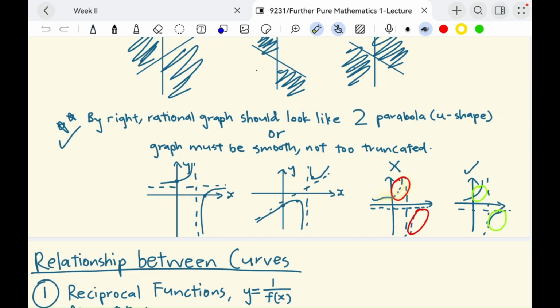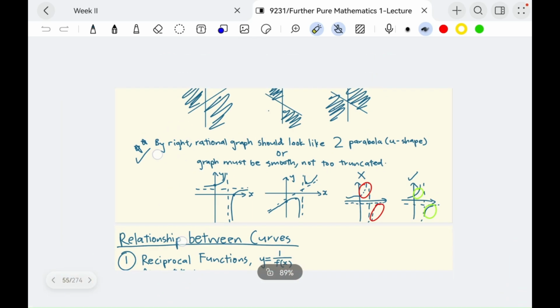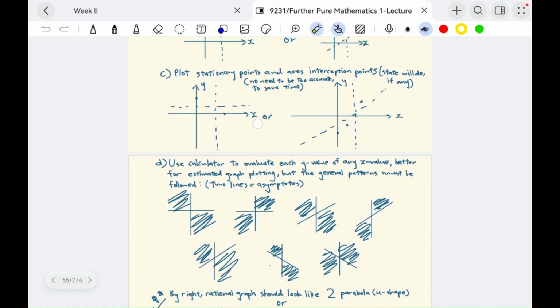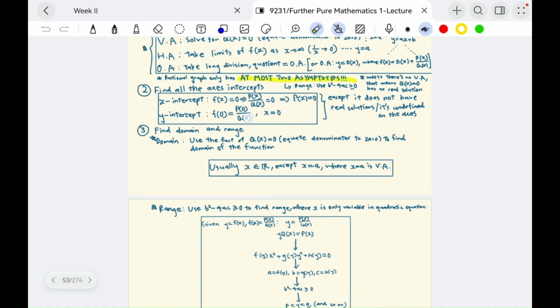Alright? So these are the wrong examples. If you draw the graph too truncated and not smooth, or the graph is not balanced enough. Instead, just draw it steadily like this. So here are the proper ways for you to sketch a RF graph. Okay? So I believe most of you fell into confusion.